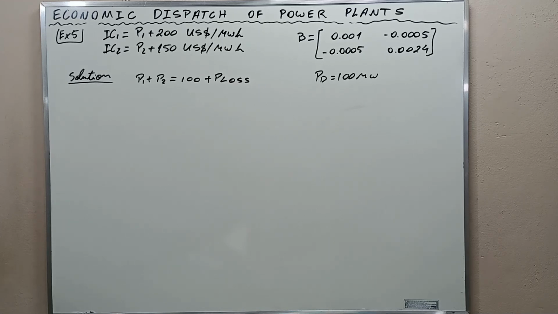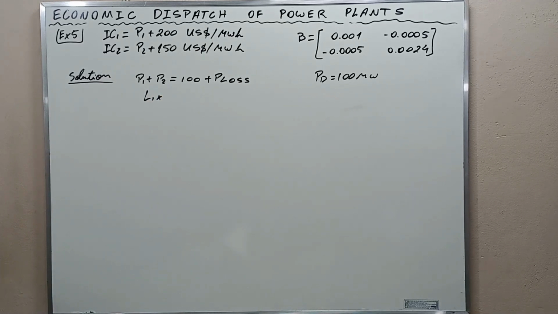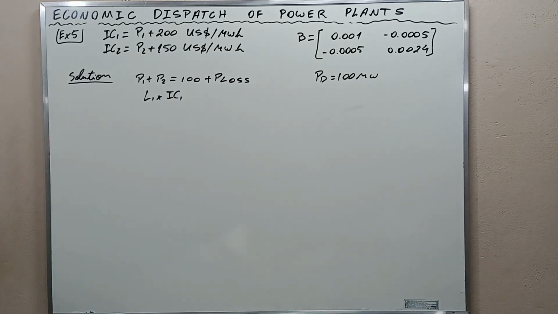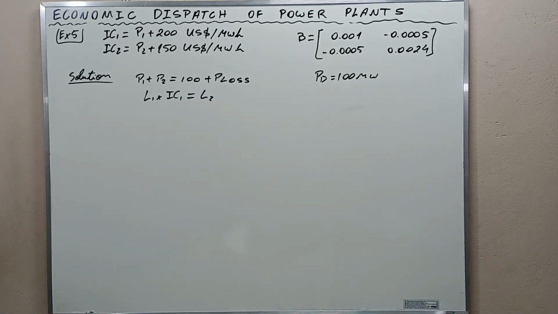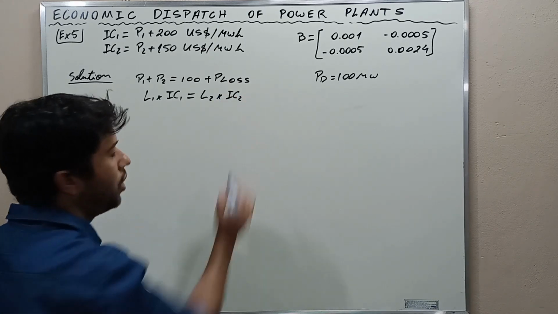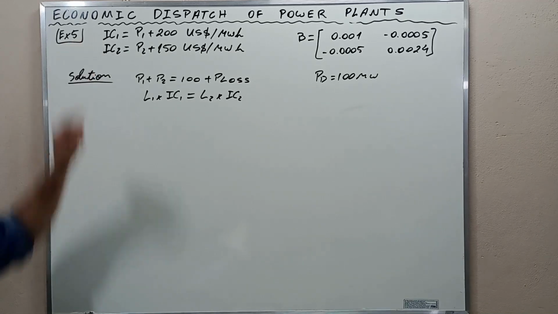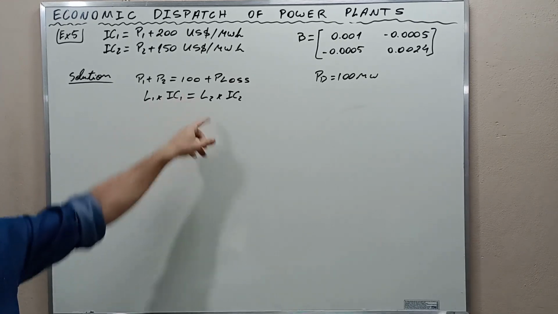For optimum dispatch, the penalty factor associated with power plant 1 times the incremental cost of operating power plant 1 has to be equal to the penalty factor associated with power plant 2 times the incremental cost of operating power plant 2. This is the condition for optimum dispatch. Since the exercise gave us the incremental cost, it is necessary only to find the penalty factors.